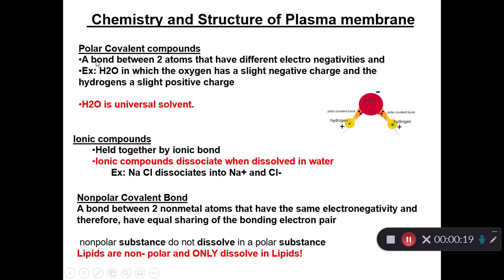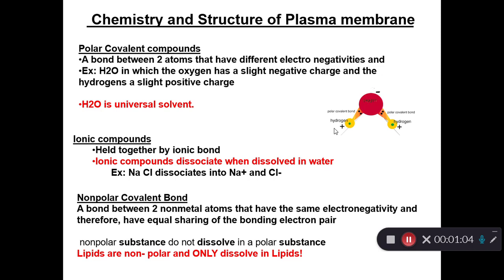We have polar covalent compounds, and here the electrons are not shared equally between two atoms. So if you look at water, H2O, you will see that hydrogen has less electrons shared, so it is relatively positive if you compare it to oxygen that shares more electrons than hydrogen. So oxygen is relatively negative if you compare it to hydrogen. Water, which is a polar covalent compound, is a universal solvent.